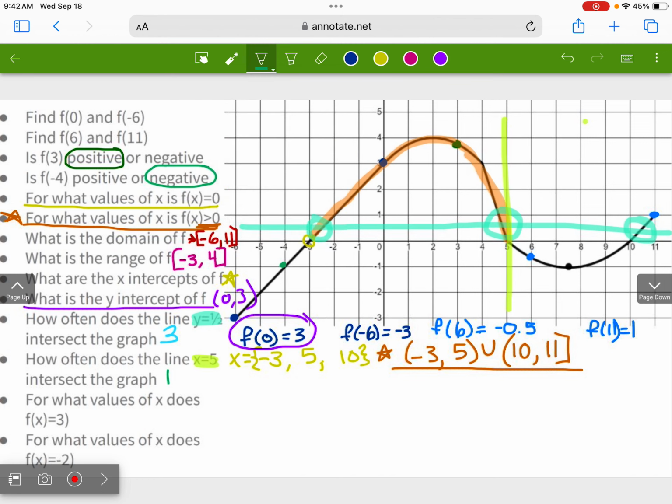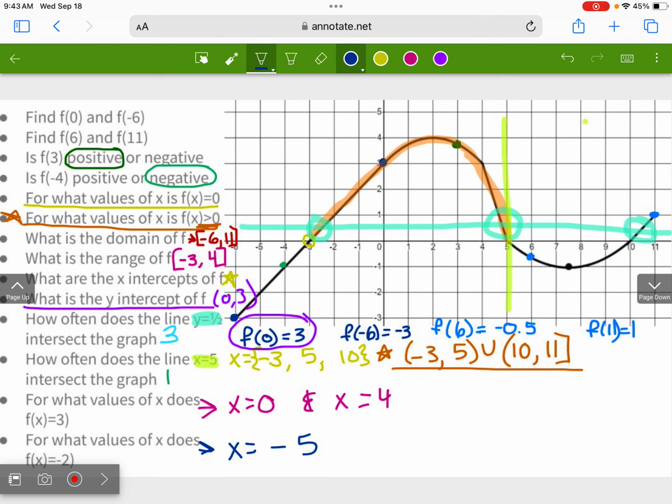For what value of x does f of x equal 3? X would equal 0 and x would equal 4. For what values of x does f of x equal -2? Just -5.